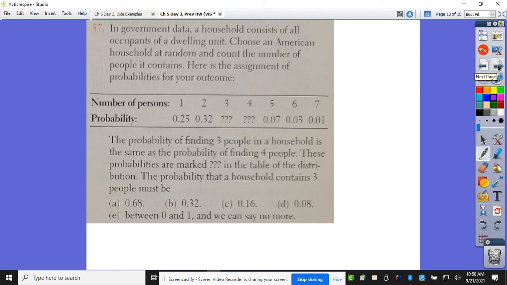Alright, so this one, it has question marks. There's nothing different than me calling those X's. What's the probability of finding 3 people in a household? The probability of finding 3 people in a household is the exact same as probability of finding 4. Could we do this problem if it didn't tell us that? No, because all we would know is what these were together, but it told us that those are the same, which means this is X, this is X. So I could do 0.25 plus 0.32 plus X, and so forth.